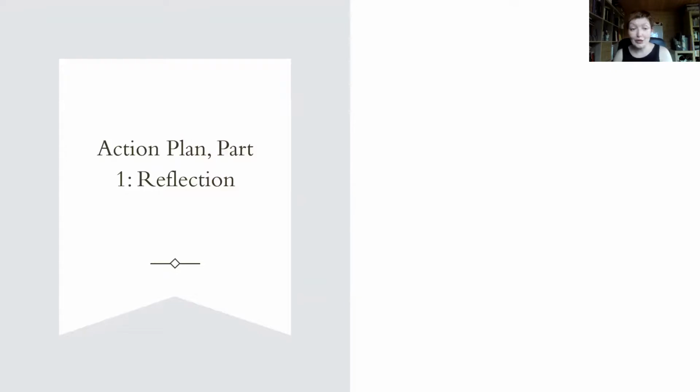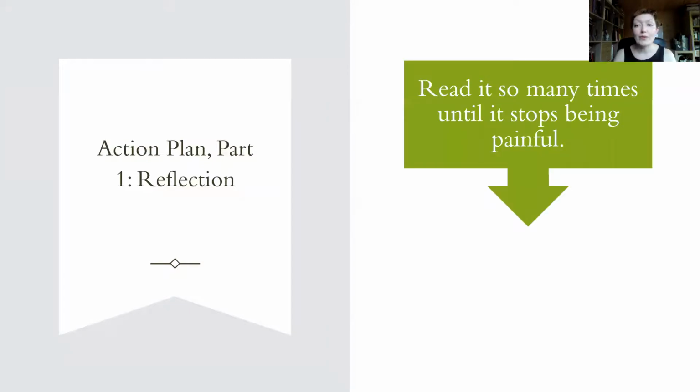Action plan, part one: reflection. Before you do anything, reflect. What do I mean? Read the reviews so many times until it stops being painful. In a sense, when you get a really good review, also read it so many times until it stops being exciting, until it stops making you feel either super happy or super sad or super angry.